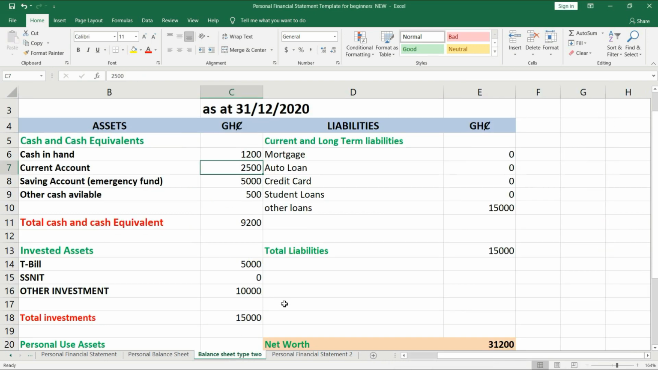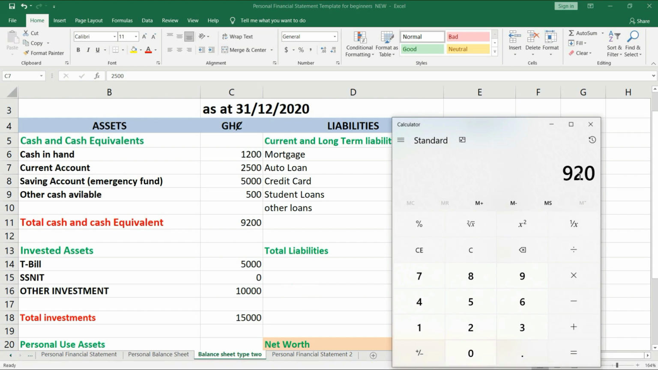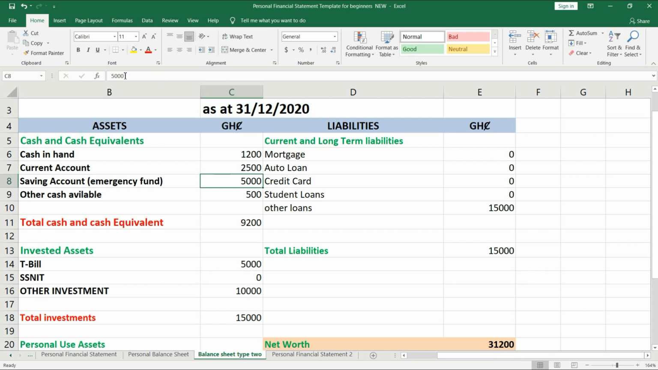Okay, so the balance sheet is here. I have an amount of 920, and that 920 I decided to put, let's say, 600 in savings. You understand? So this figure 5,000 becomes 5,000 plus 600, because I decided to put 600 in savings. So 5,600 becomes the amount here.